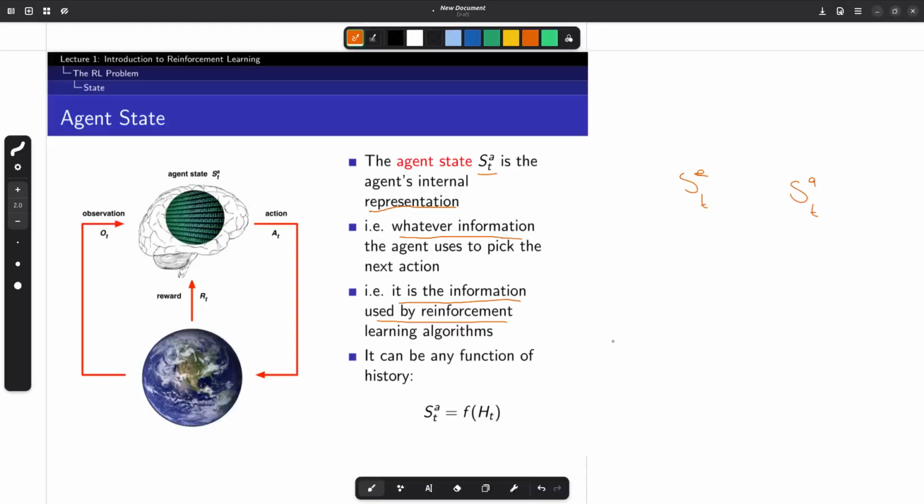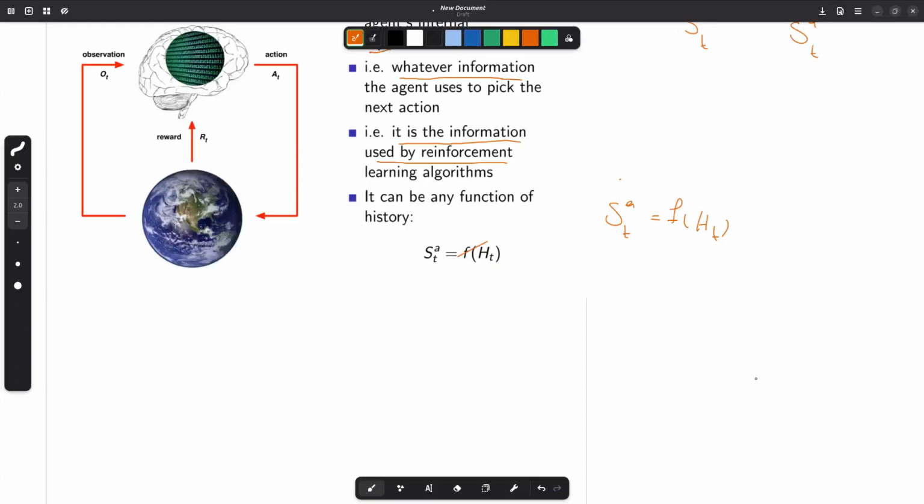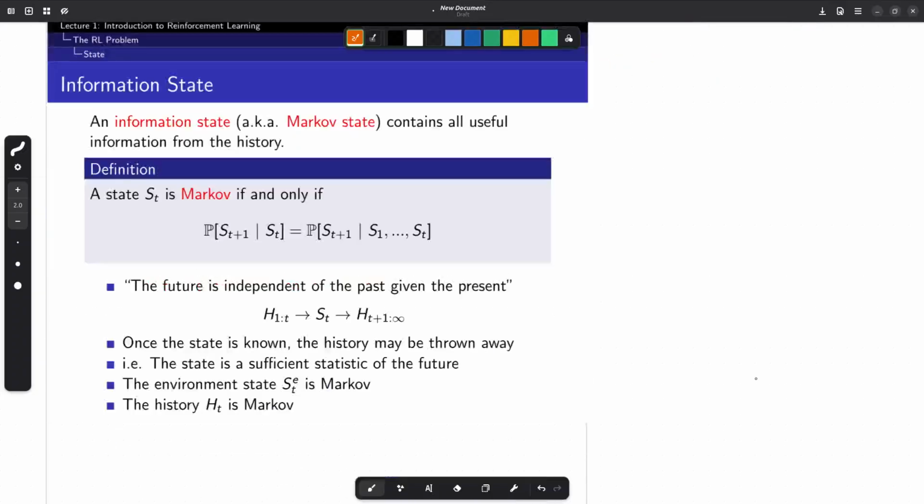And as you see here, our agent state is a function of history, as we saw in the previous slide. So it can be any function, but depending on the problem that we are trying to solve, we will have different states for different problems.